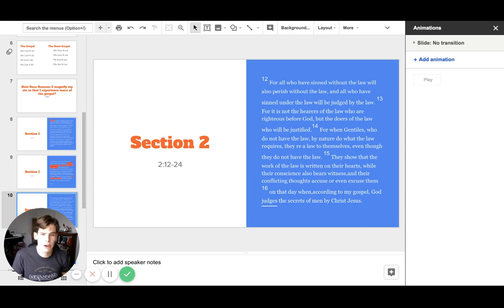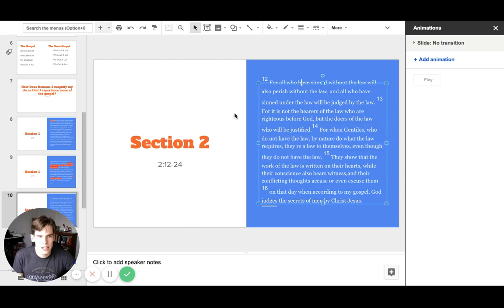One of the rabbit trails you could go down in here is talking about to what extent the Jews or the Gentiles have the law. Paul says, "For when Gentiles who do not have the law by nature do what the law requires, they are a law to themselves, even though they don't have the law." Now, if you get wrapped up in that, I would say don't spend too much time on this, because you got to focus on what's Paul's point here.